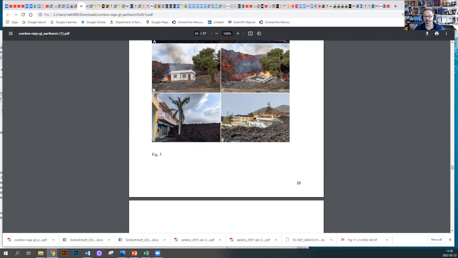And here we see a kipuka. Kipuka is a Hawaiian term, and it's a little island within lava flows. Here we see houses that the lava has flowed around, so they're sticking out as little islands of older material in a sea of lava.